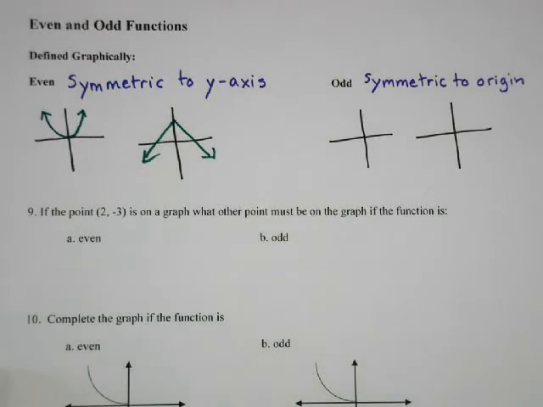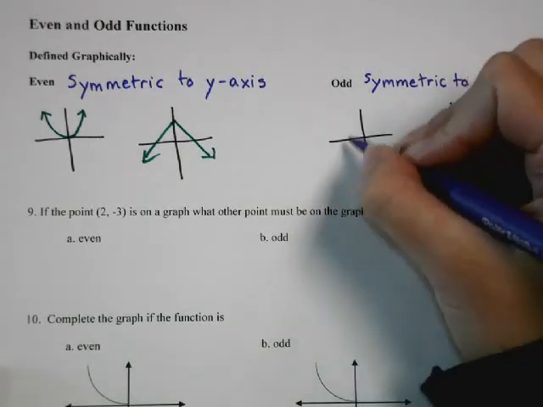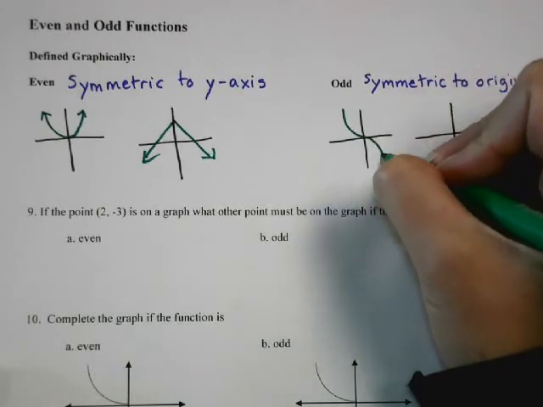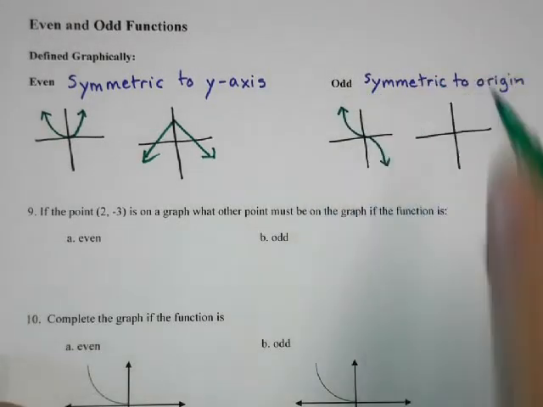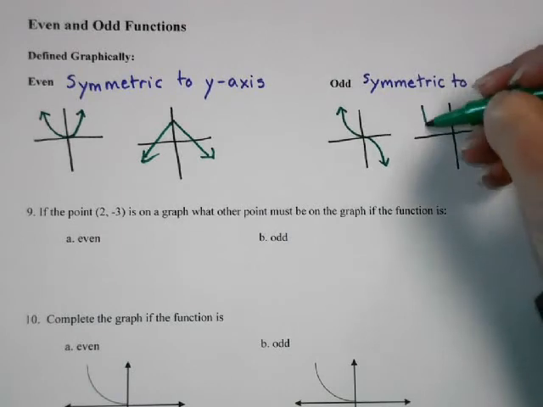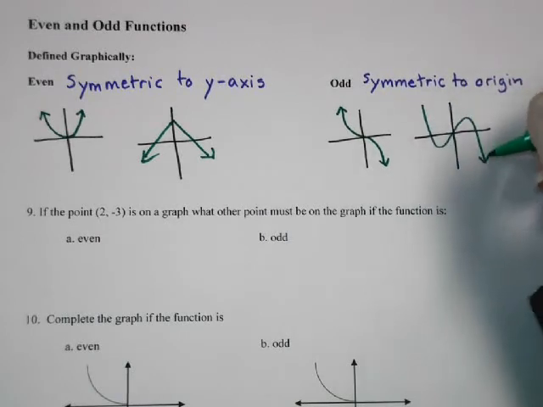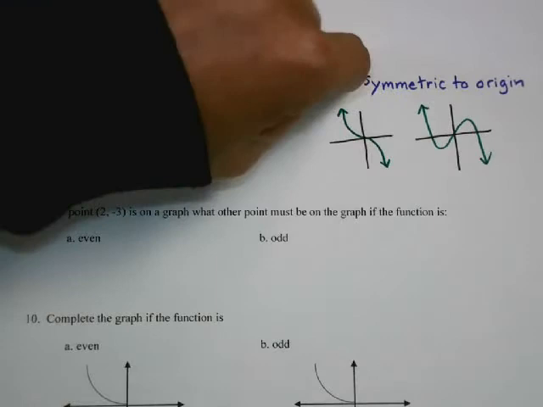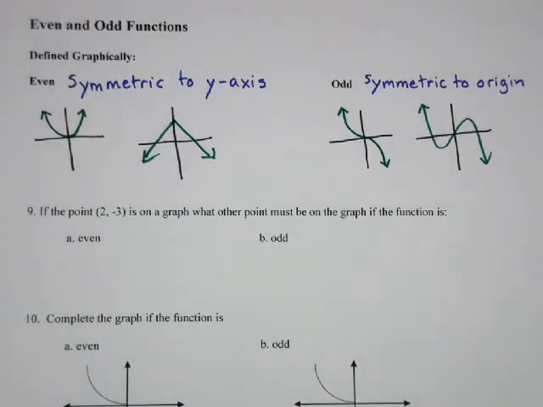An odd function is going to be symmetric to the origin. Something like that. So if you can flip the graph upside down and it looks exactly the same, then it is an odd function. A lot of people say, well, if this is the y-axis, then this should be the x-axis. But if something's symmetric to the x-axis, it is not a function.